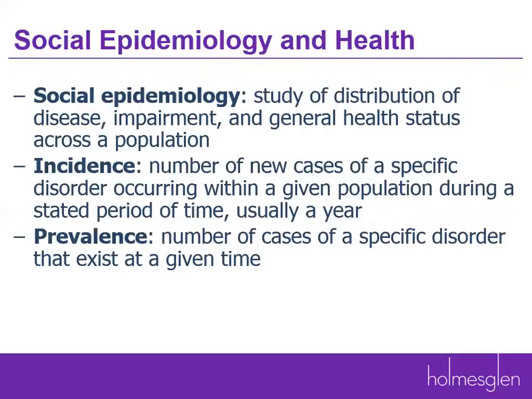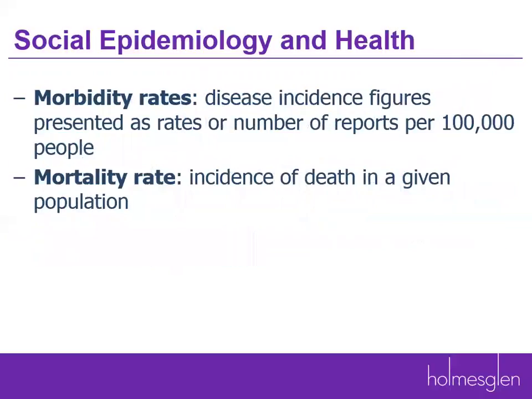A little bit to finish off on the social epidemiology of health. So social epidemiology is the study of distribution of disease, impairment, and general health status. Incidence is how many cases are happening over a given period, and prevalence is how much there is at a given time. Morbidity is how many people are sick. Mortality is how many people are dying. I need to wind up.